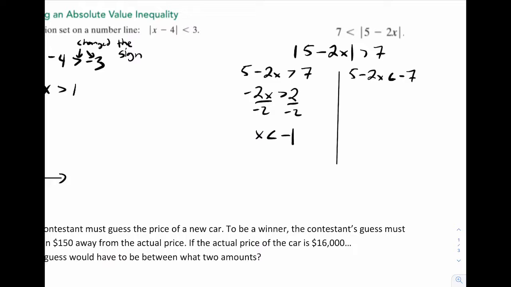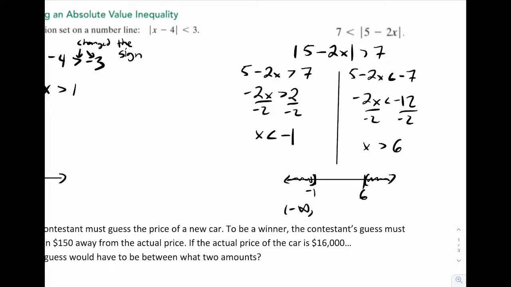Do the same thing here. Negative 2x is less than negative 12. Divide by negative 2. The sign will flip, so greater than 6. And there you have it. It's greater than 6, so I'll shade to the right. And it's less than negative 1, so we shade to the left there. And our answer is negative infinity to negative 1 union 6 to infinity.